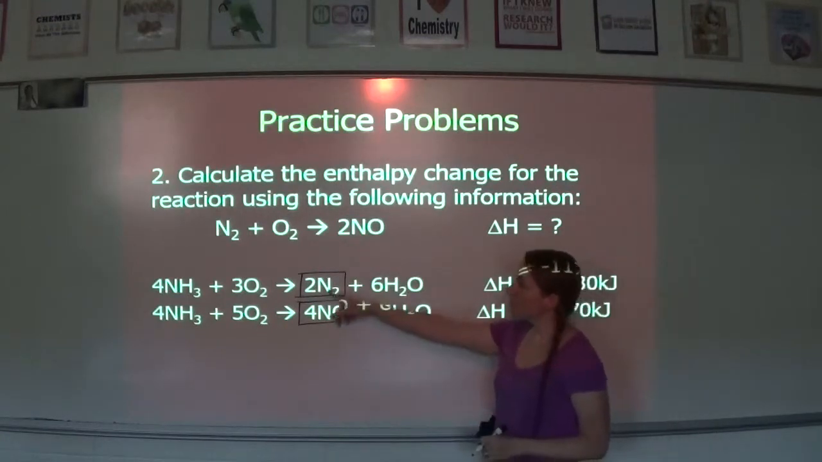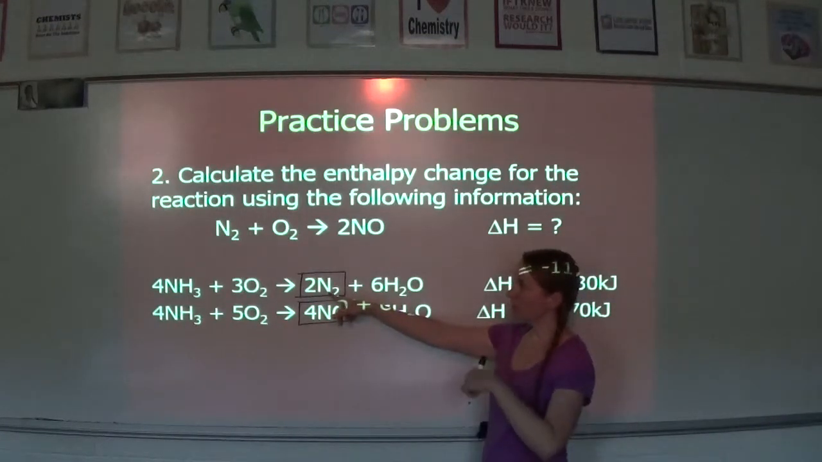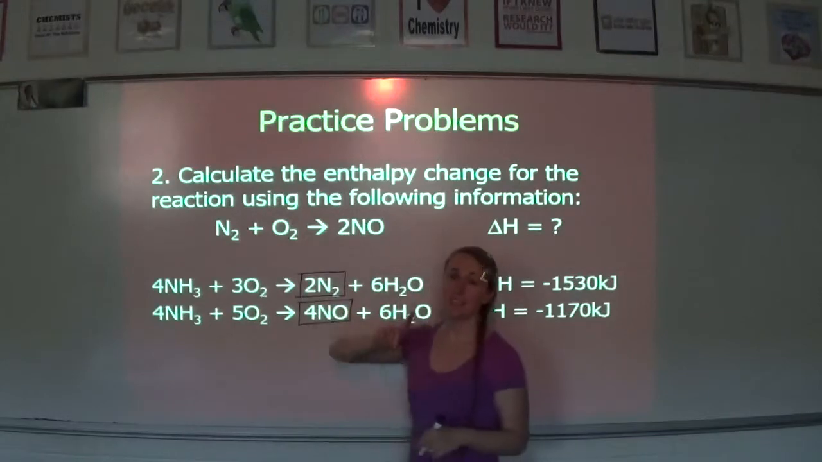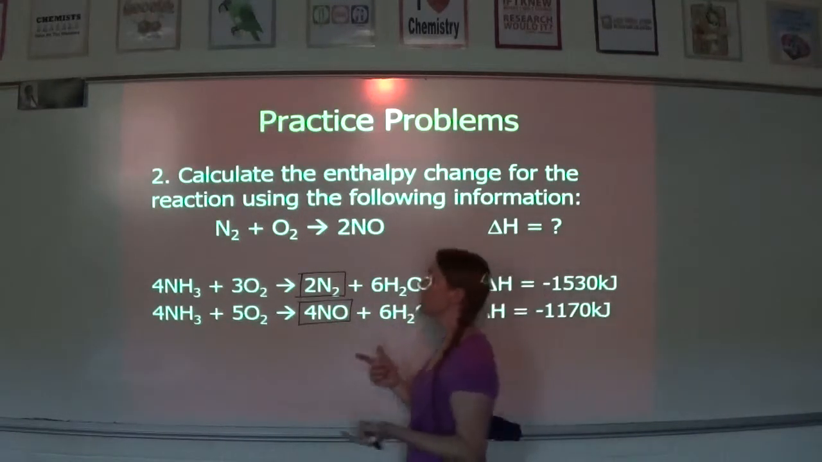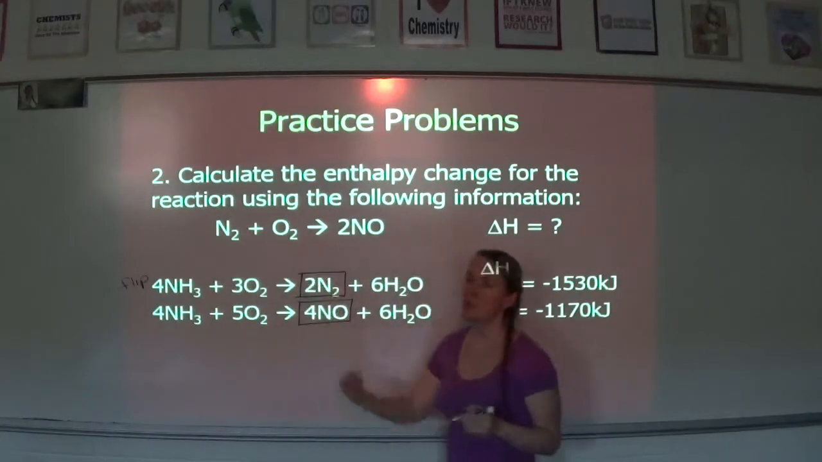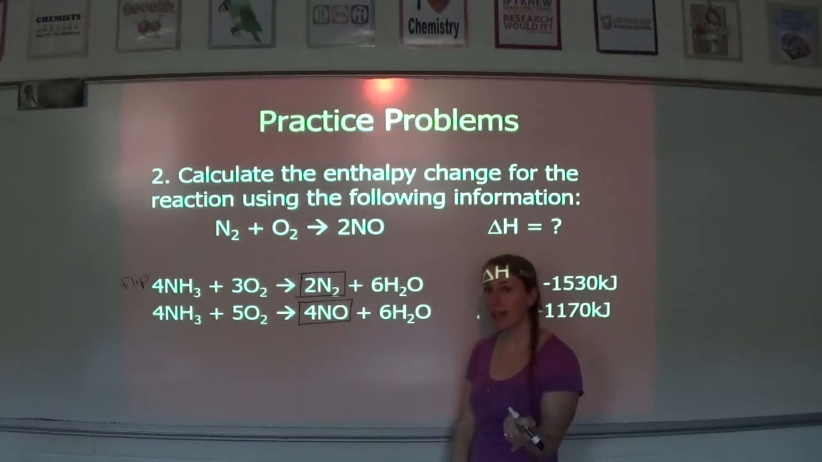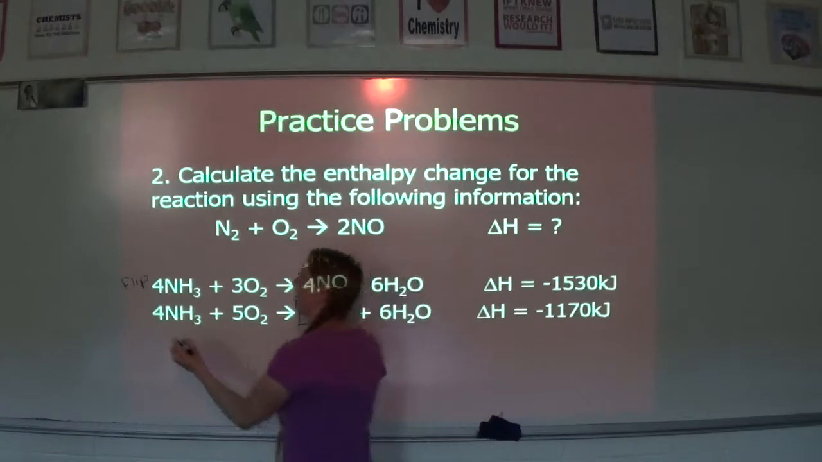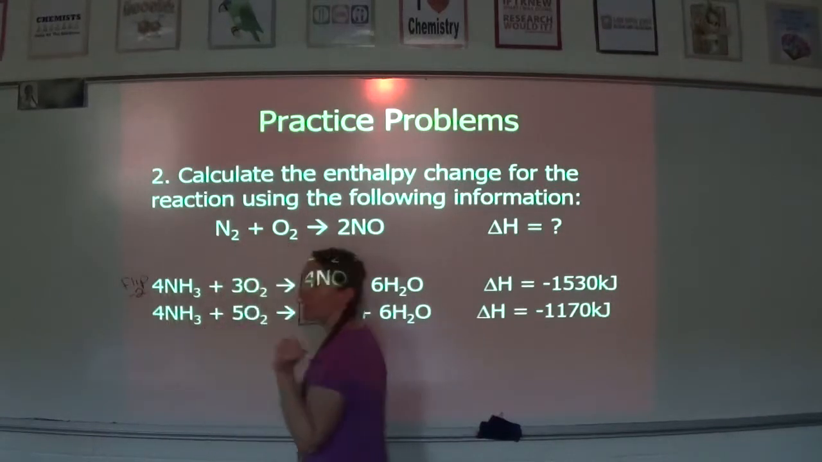Alright, so I have 2 N2 as a product. I want 1 N2 as a reactant. So clearly I'm going to have to flip it to get it on the correct side. Now I have 2 and I only want 1. You can't subtract or add, you can only multiply or divide. So I'm going to divide this reaction by 2.